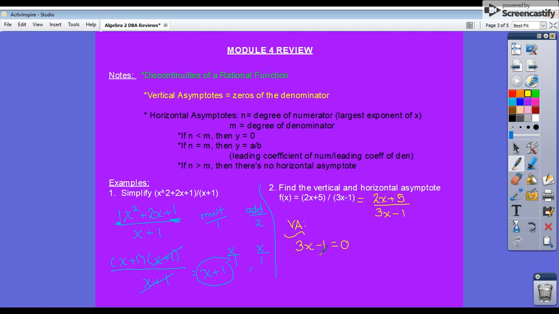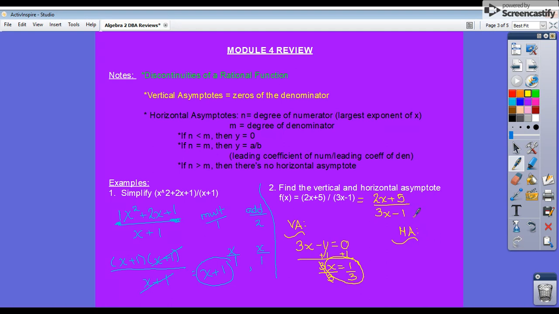So I would add 1, whatever I do to one side, I do to the other. 3x equals 1. And then x is being multiplied by 3, so divide both sides by 3. And your vertical asymptote is x equals 1/3. If you were to plug that x in, it would give you a denominator of 0, so that's what makes it your vertical asymptote. For your horizontal asymptote, you always want to look at the degrees, or the highest exponent, for x in the numerator and in the denominator.